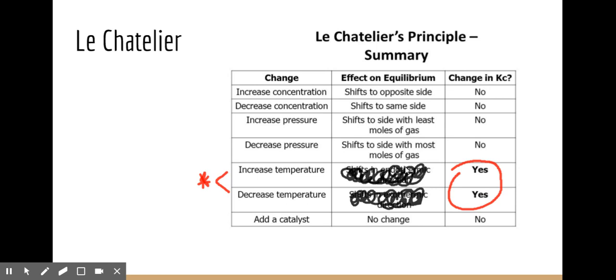Now I scribbled out this effect on equilibrium because I didn't like the way they worded it, so I'm going to go through those with you specifically. If we increase concentration, we're going to shift to the opposite side. Let me put an equation here: A plus B yields C plus D, something very generic. Let's say we increase the concentration of A. That is going to cause us to shift to the opposite side, so in this case, we will shift to favor the products.